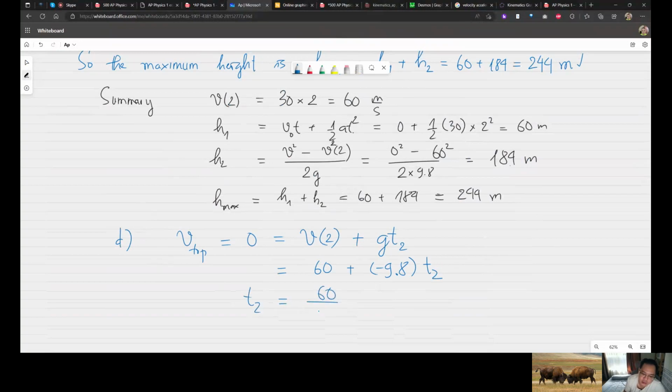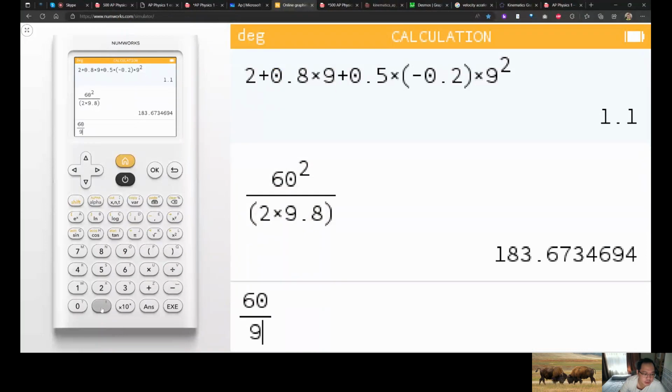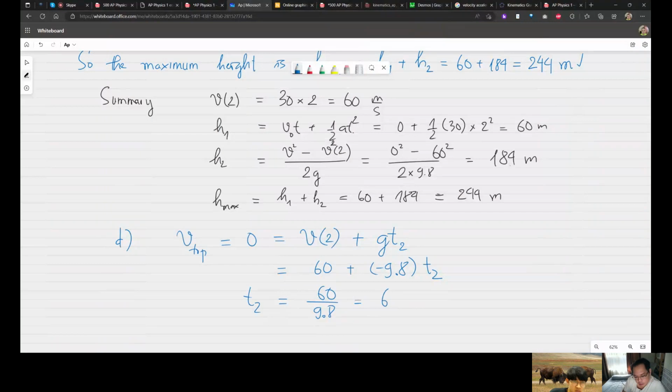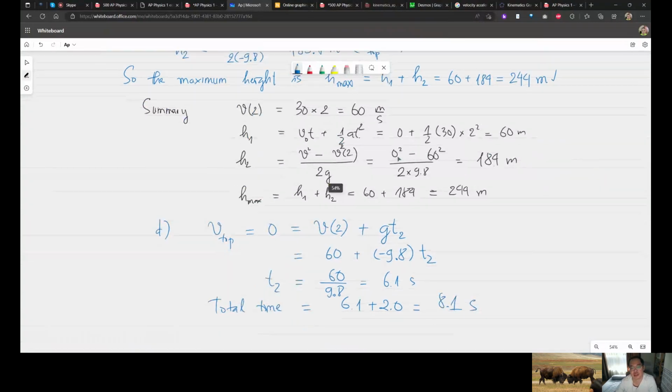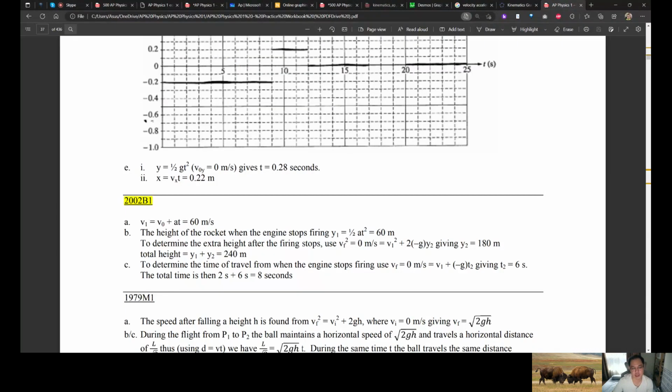As 60 divided by 9.8, 6.1 seconds. So the total time is the sum of 6.1 here and the first 2 seconds, which is 8.1 seconds. Something like that. Yes. Yeah, the answer here is 8 seconds.